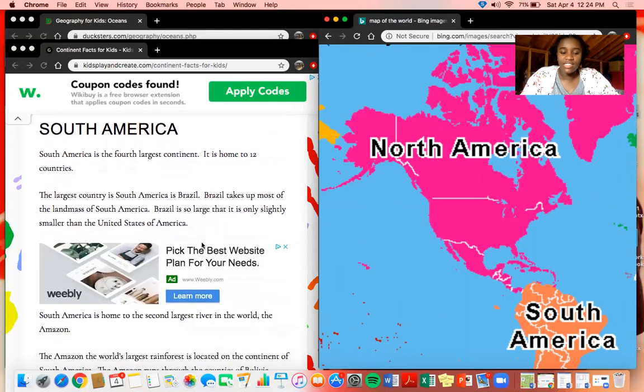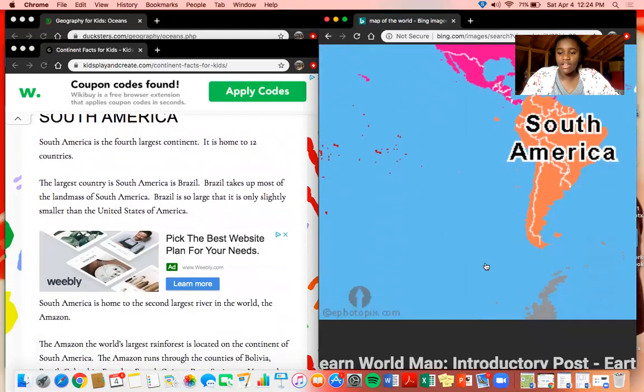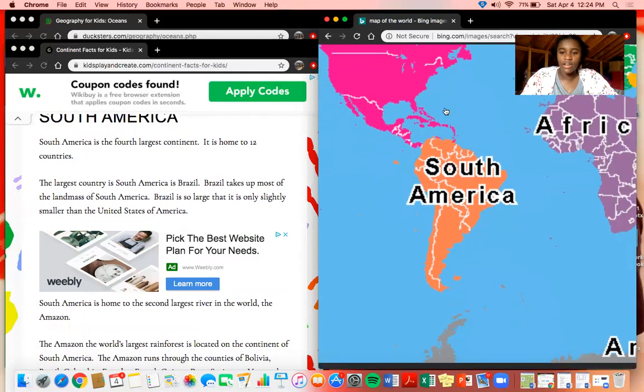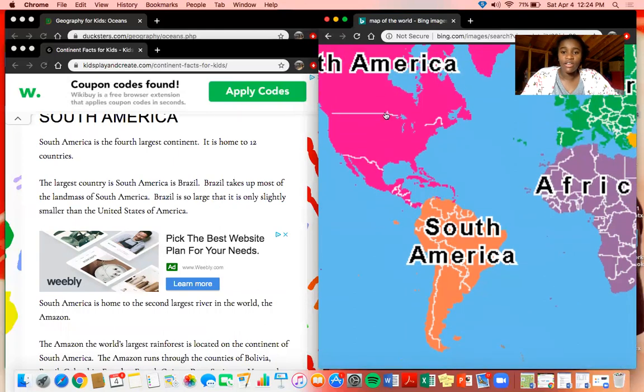All right, so our last continent is South America. We have South America down here. It's connected to North America, but you can't just walk across. That's kind of crazy, but you can't. It has one of the largest rainforests and the second largest river, the Amazon. So the Amazon rainforest and the Amazon River go hand in hand. They both live in South America.